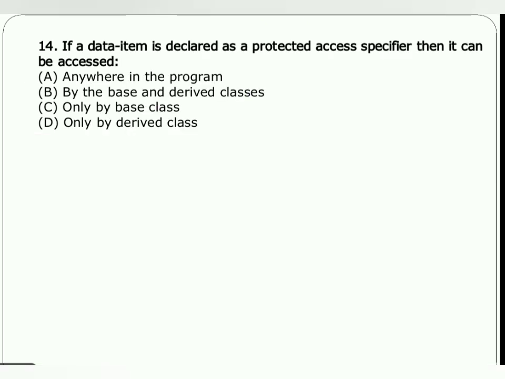Next one. If a data item is declared with the protected access specifier, then it can be accessed anywhere in the program, by the base and derived classes, only by the base class, or only by the derived class. So if a data item is declared with the protected access specifier, then it can be accessed by the base and derived classes. So that's why the option is B.